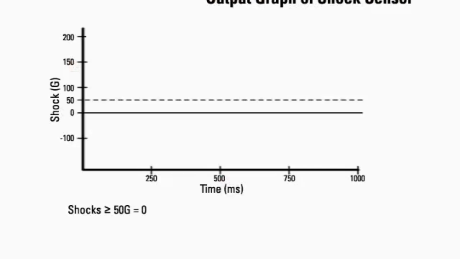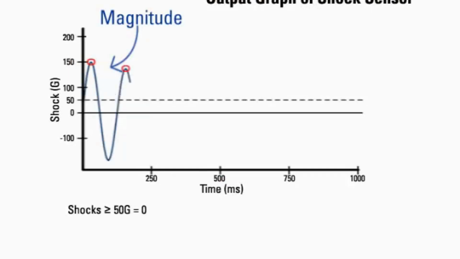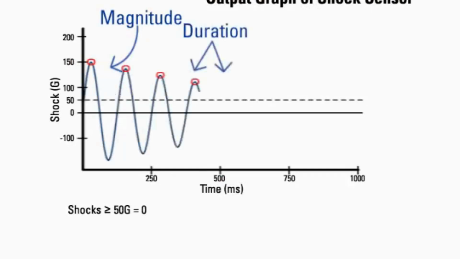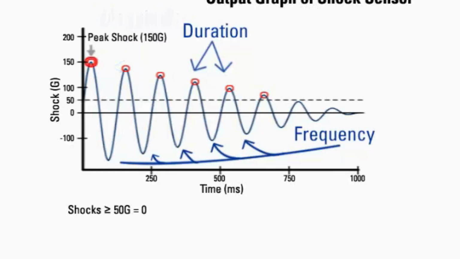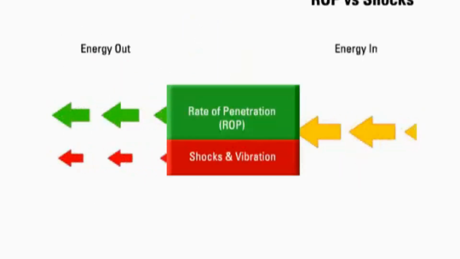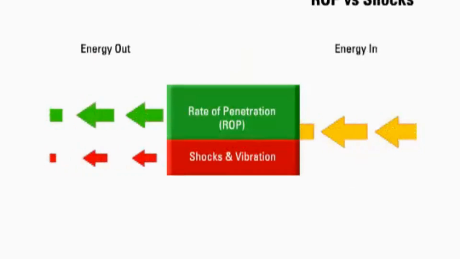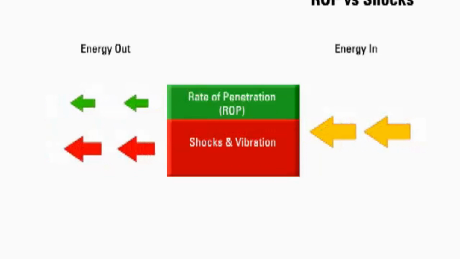The severity of the shock depends on 3 parameters. 1. The magnitude of the shock. 2. The duration or length of time of the shock. And 3. The frequency or number of shocks. Magnitude is the force the tool sees when it impacts the borehole wall. Duration measures how long the shock lasts in seconds. Frequency is the number of times the tool sees a shock greater than the accelerometer's threshold. Shock and vibration and poor drilling mechanics can adversely affect ROP, slowing the drilling process.